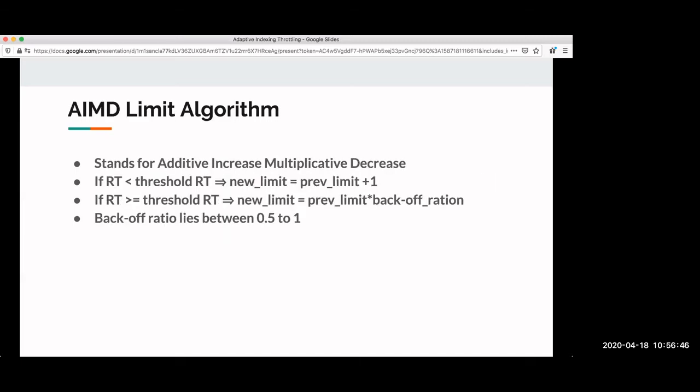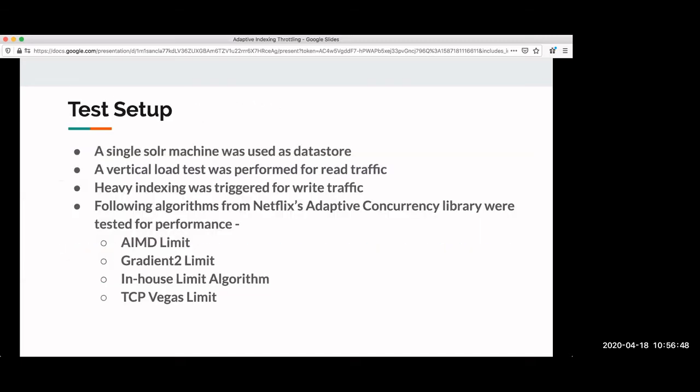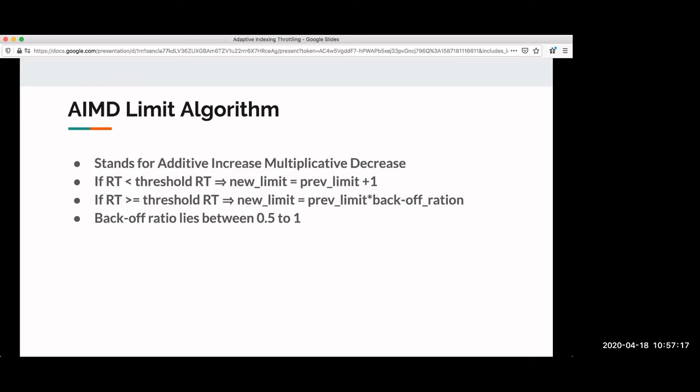So then we looked at 3 other algorithms from this adaptive concurrency library, which are AIMD, Gradient2, and TCP Vegas. If I give a one-line description of each of them, AIMD is additive increase, multiplicative decrease. Gradient2 just looks at the slope or gradient of 2 windows. We'll talk about it. And TCP Vegas takes its inspiration from TCP protocol congestion control. So if I look at AIMD, it's just additive increase, multiplicative decrease.